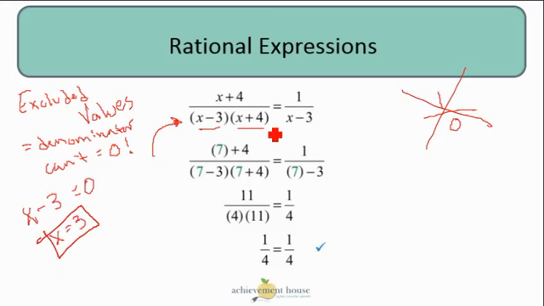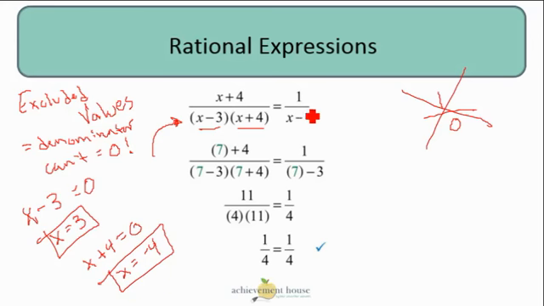If x plus 4 equals 0, that would make the whole denominator equal 0. So I have to find out, where does x plus 4 equal 0? And that's at -4. So those are my excluded values.